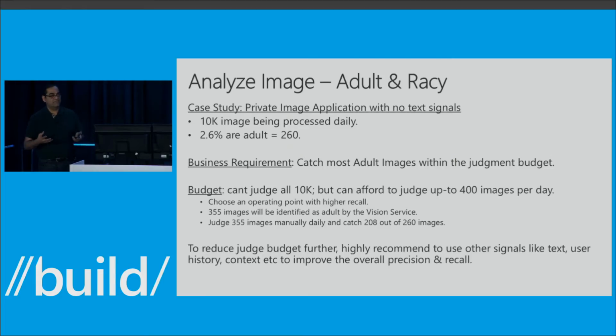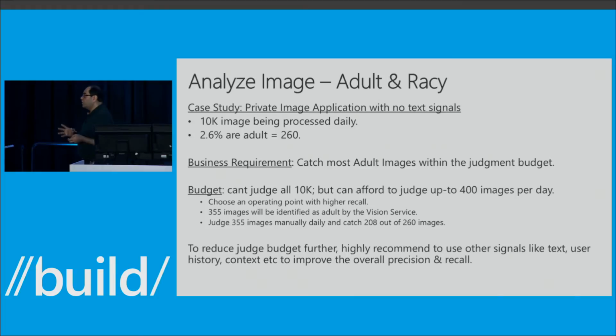If it was an example of the fan application which I was talking about, where fans are uploading images, you would have somebody sitting and watching all the 10,000 images very quickly and trying to identify which are adult or not. But what you could do is you could use our service at a higher recall point, and we will say that approximately 355 of them are identified as adult. If the judge who's sitting there would focus on these 355, you would catch 208 out of 260 images right away, and you would identify them to be adult, and they would be filtered out from your application.